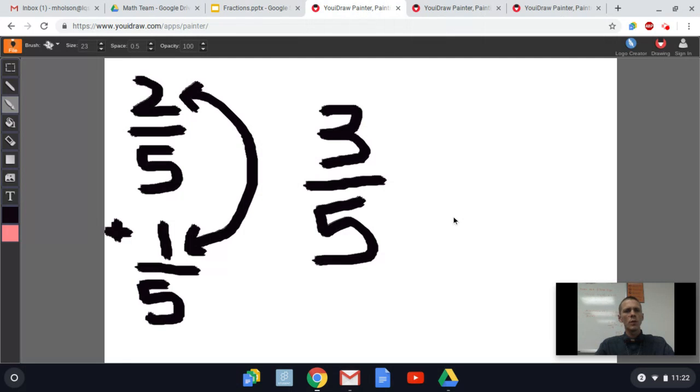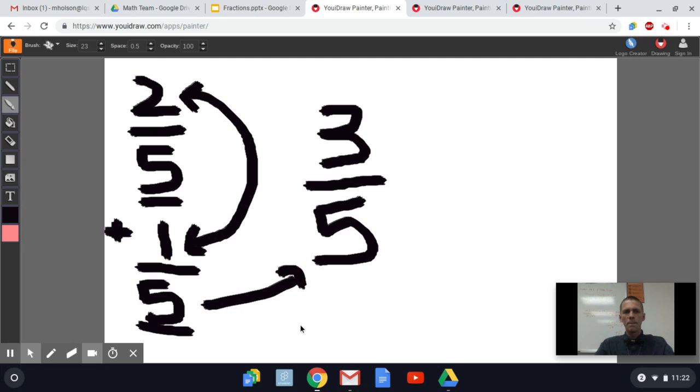Another example here, we have 2/5 plus 1/5. Now again, all we need to do is simply add our top numbers together. Since our bottoms are already the same, all we do is take the denominator, transfer it over. Bam. And add your tops. 2 plus 1 gives you 3. So 2/5 plus 1/5 is 3/5. So that is how you add basic fractions with the same denominator.